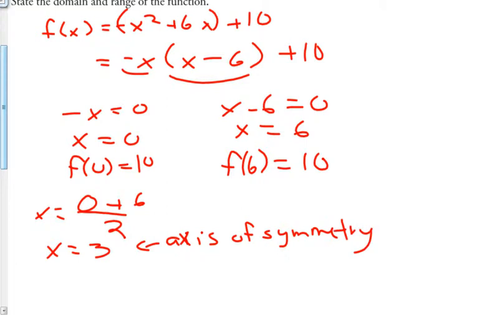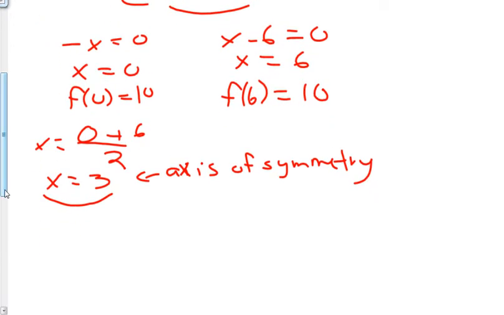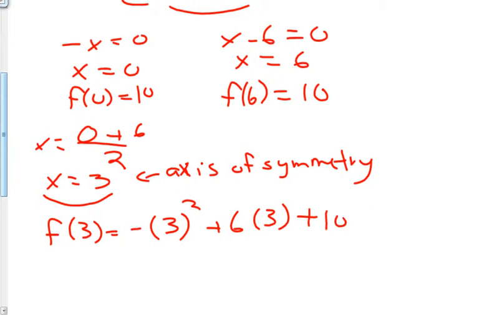Next, I can determine the y-coordinate of the vertex. So this is my x-coordinate of my vertex, because it's equal to the axis of symmetry. Now I can actually determine the y-coordinate by plugging this value back into my equation. So I have f(3) is equal to -3 squared plus 6 times 3 plus 10. If I plug that into my calculator, I get f(3) is equal to 19. So my vertex coordinates are then (3, 19).